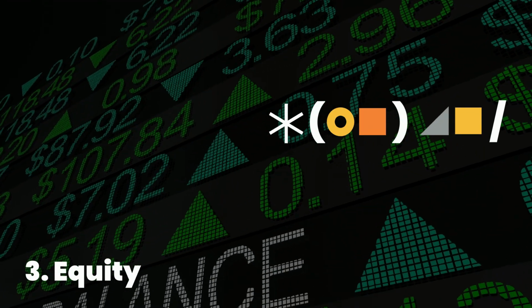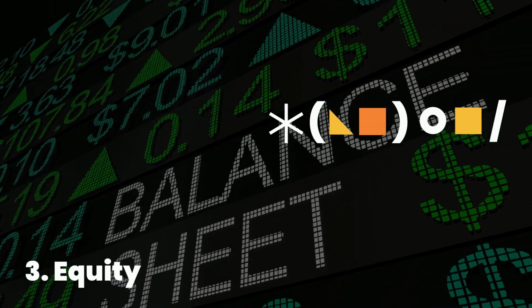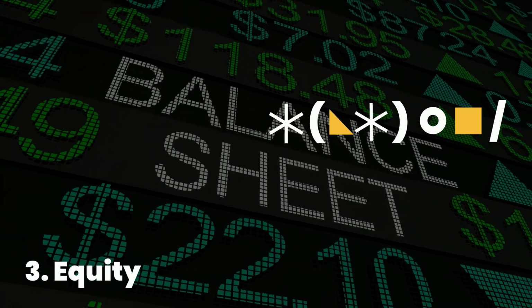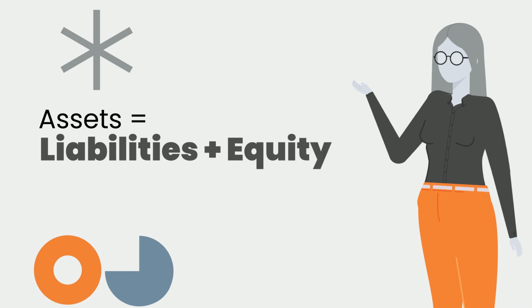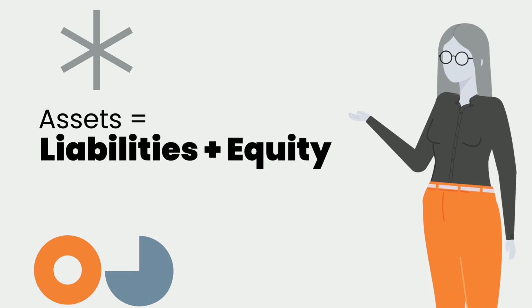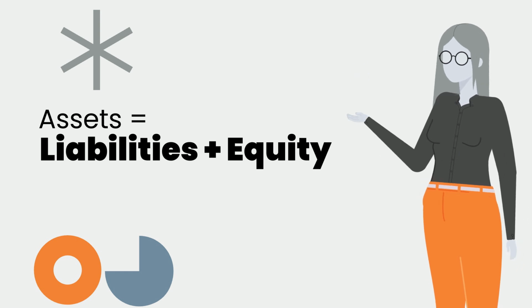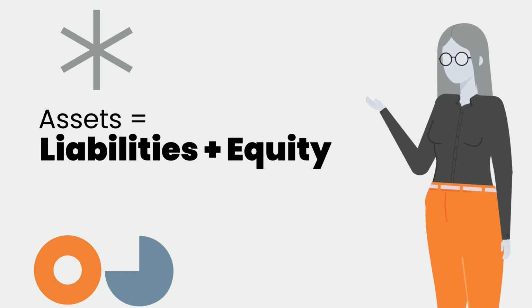Equity. This is the owner's stake. It's the net worth of the company, what's left for the shareholders after all liabilities are paid. Assets equal liabilities plus equity. If this equation doesn't balance, something is wrong. This equation is the foundation of the balance sheet, which we will cover in Module 2.